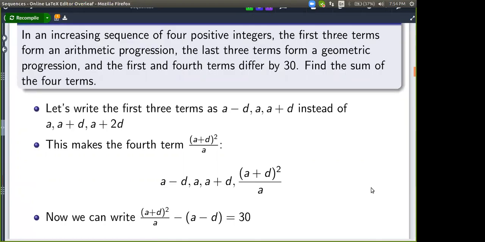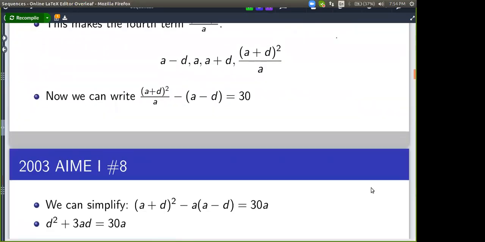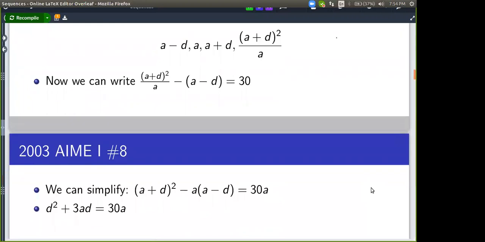Can we move to the next slide? Yep, so we multiply both sides by a and simplify the equation. So now we get that d squared plus 3ad equals 30a. And now we want to be able to find d and a from this equation. Now, if you look carefully at this equation, if we try to solve for d in terms of a, we get a quadratic, and that can be fairly messy. But if we try to solve for a in terms of d, this is just a linear equation. So we should do that instead.